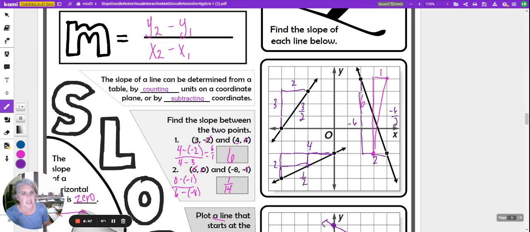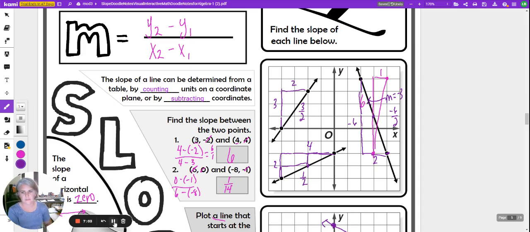Let's check it out again. Down 1, 2, 3 over 1. So -3 over 1 is my slope, or -3. So M equals -3 for this line.